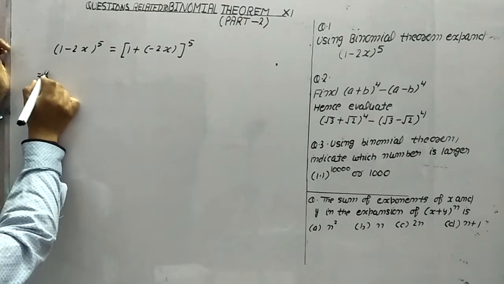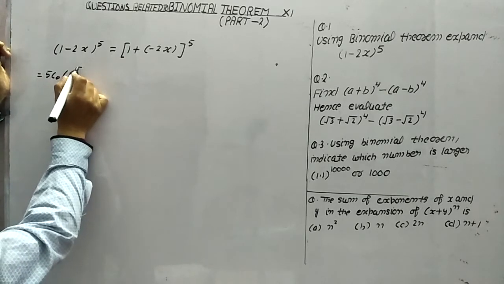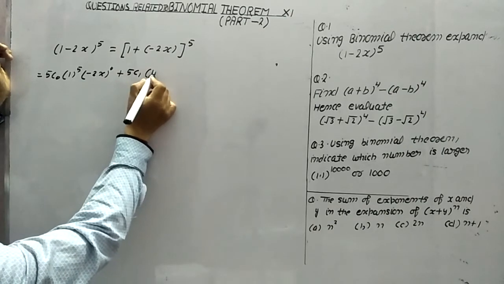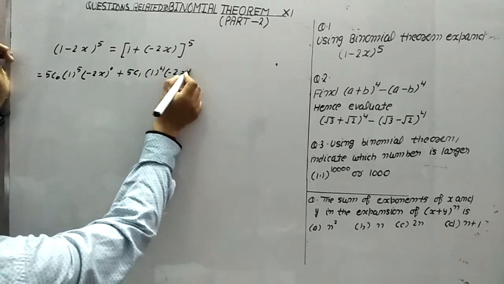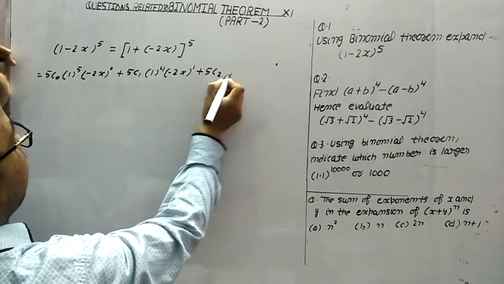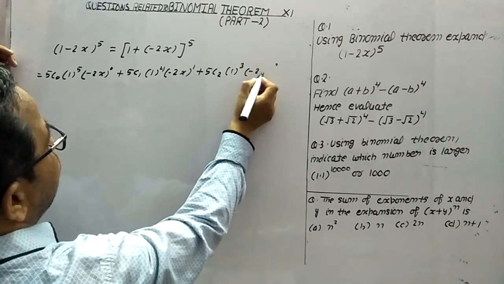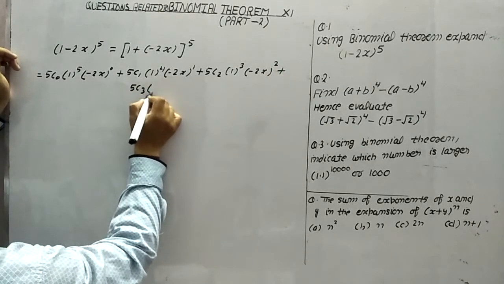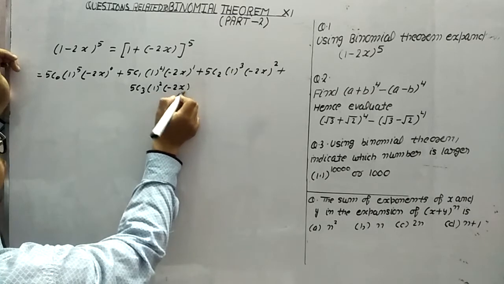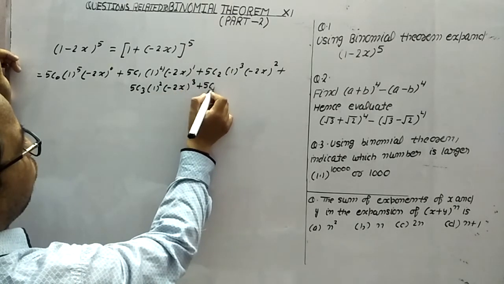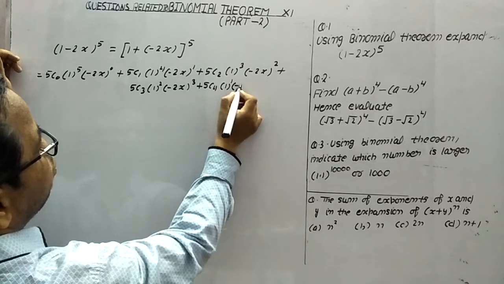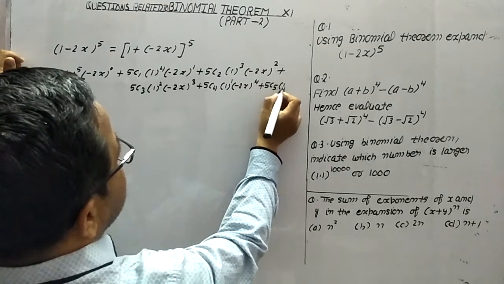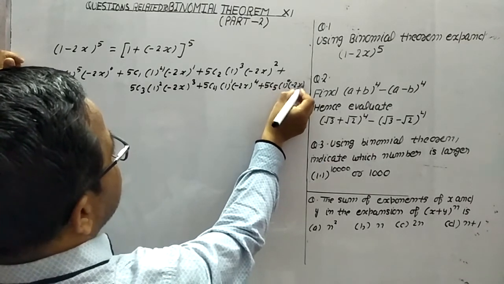Now according to the binomial rule, 5C0 1 raised to power 5 (minus 2x) raised to power 0, plus 5C1 1 raised to power 4 (minus 2x) raised to power 1, plus 5C2 1 raised to power 3 (minus 2x) whole raised to power 2, then plus 5C3 1 raised to power 2 (minus 2x) raised to power 3, plus 5C4 1 raised to power 1 (minus 2x) raised to power 4, plus 5C5 1 raised to power 0 and (minus 2x) whole raised to power 5.